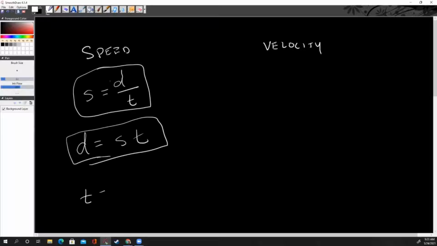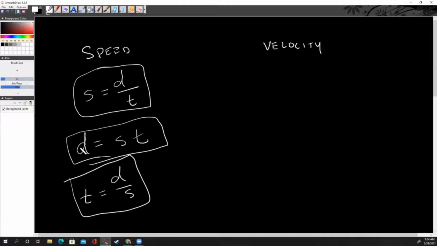And of course, we can use this equation too. So we're going to swap the s and the t here, and we get d divided by s. So in other words, time is distance divided by speed. So how long is it going to take? That's the kind of question you would be looking for with this one. How long is it going to take if I travel this distance and I'm going this fast? So that's the equation you would use if they're asking for how long it's going to take, and they give you a distance and a speed.